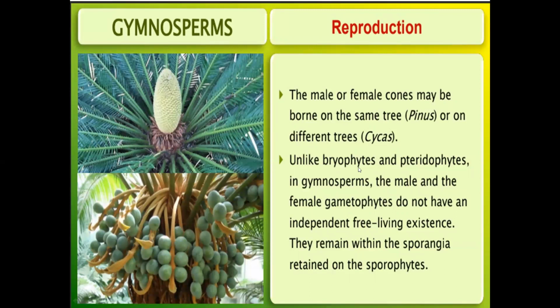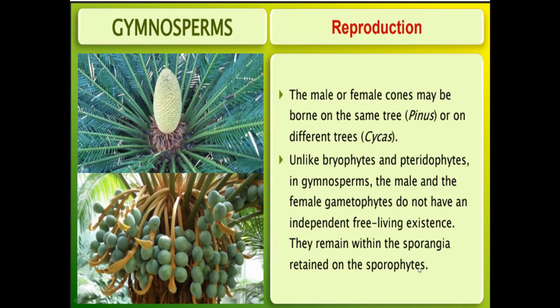Some don't have that. Unlike bryophytes and pteridophytes, in gymnosperms the male and female gametophytes do not have an independent free-living existence. They remain with the sporangia. The male gametophyte and female gametophyte are not growing separately.